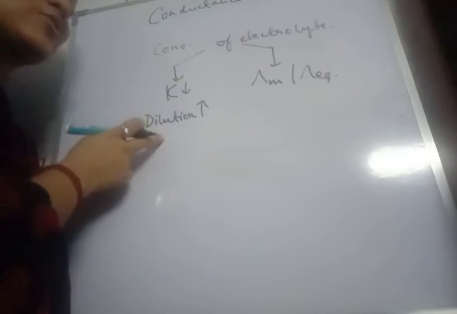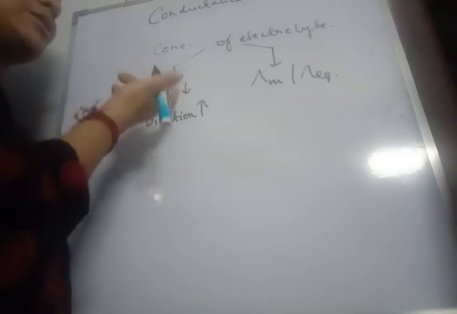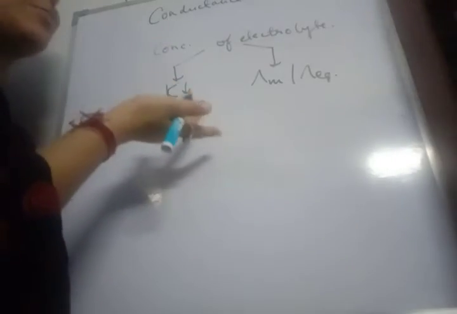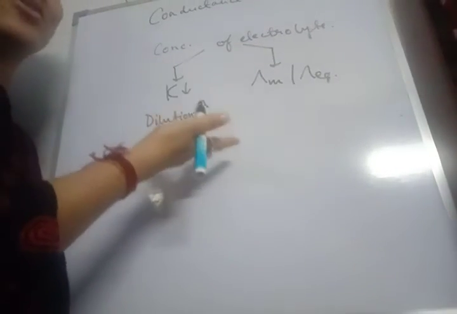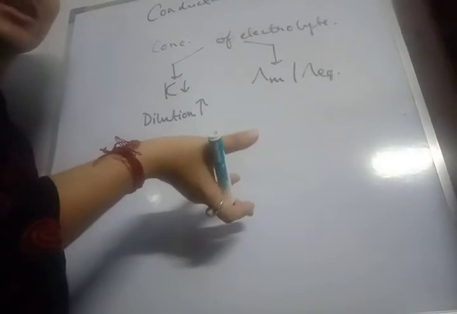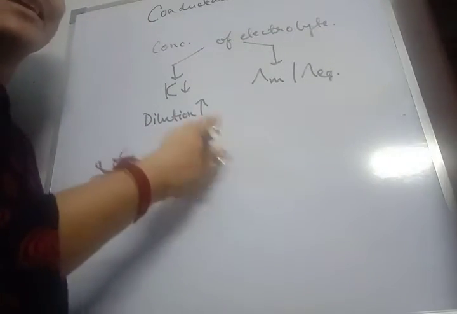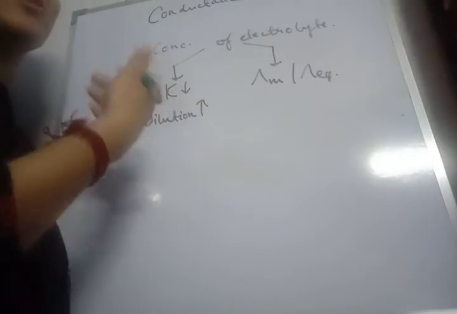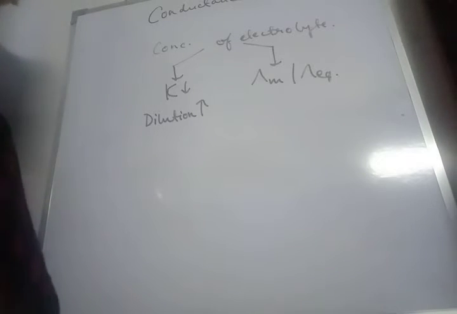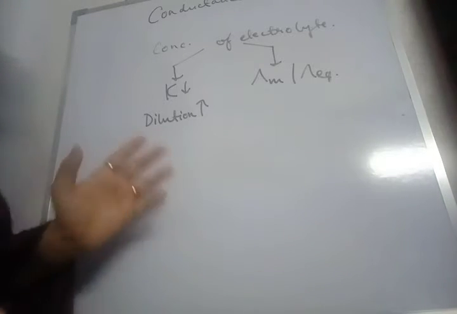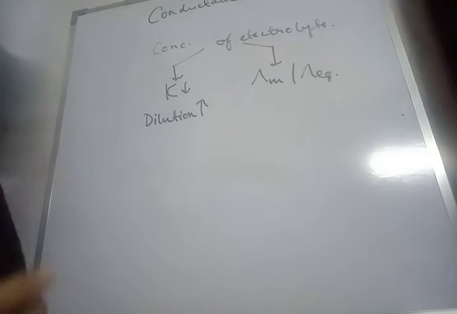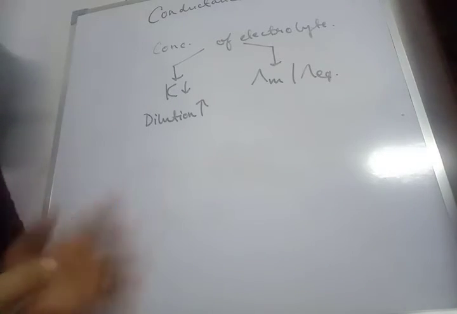Okay, in case of strong electrolyte, the number of ions remains fixed but the volume is increasing, so the number of ions per unit volume decreases. In case of weak electrolyte, both volume of the solution and dissociation of the electrolyte increase, but the increase in the volume is much more, so here also the number of ions per unit volume will be lesser. As a result, kappa decreases both for strong and weak electrolyte with dilution.